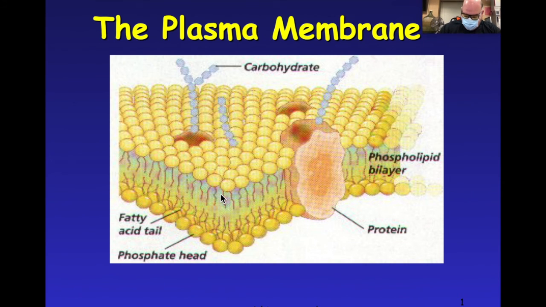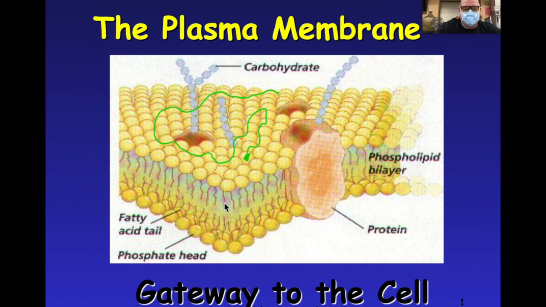If you watched a cell and you watched one of these, it would move around throughout the membrane. So those are very flexible. The membrane is very dynamic. It's not like a brick wall where the bricks don't move. It's more like those floating ping pong balls. If you reached your hand in there, it would separate and then it would come back together.